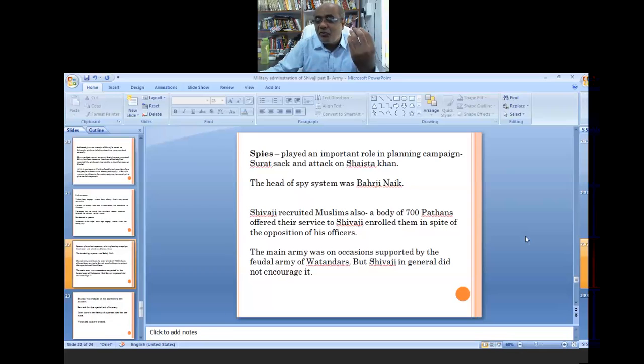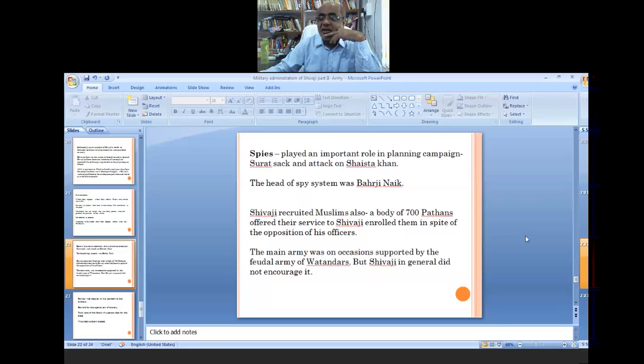Before Shivaji attacked Surat, Bahirji Naik was the head of the spy system. It is said that Bahirji Naik himself went to Surat first, and took all the detailed information about who the rich merchants are, which area is weak, how many soldiers are there, and what is the right time to attack. With this information, Shivaji could effectively plan and make his campaign successful.